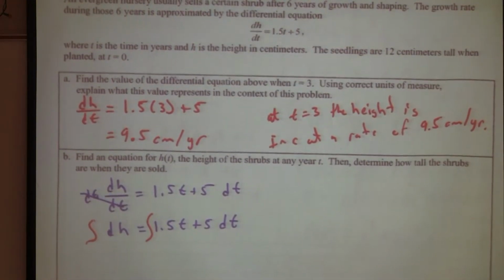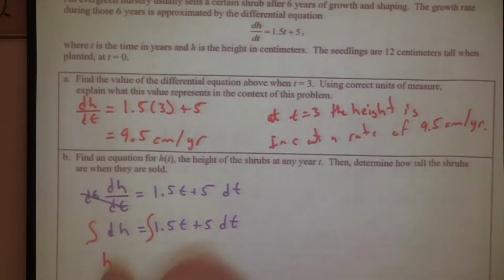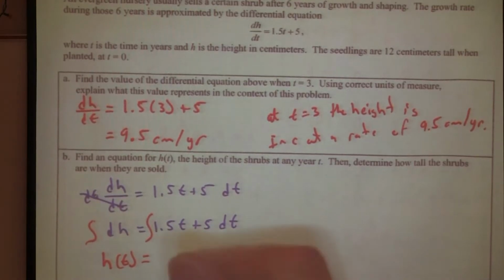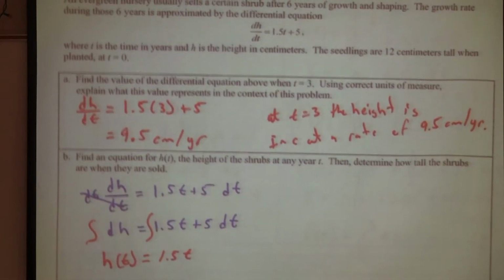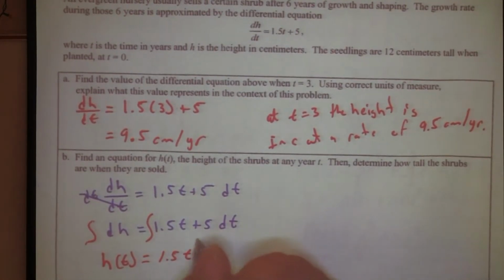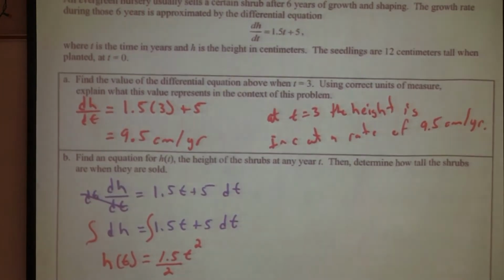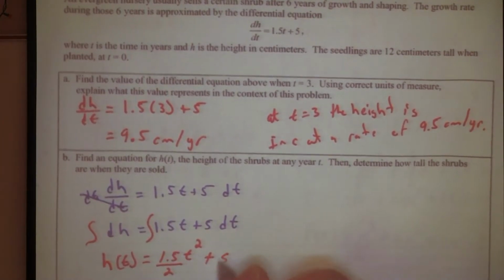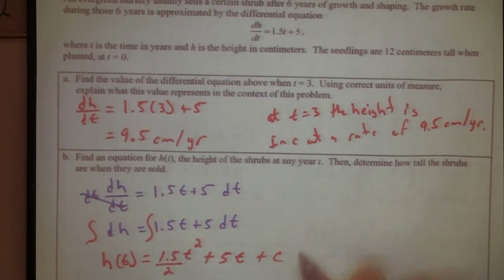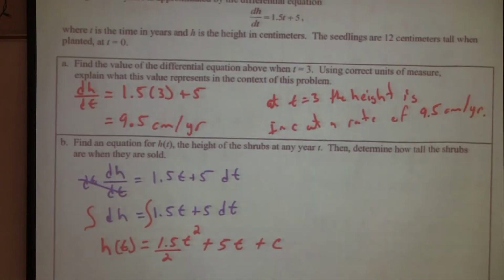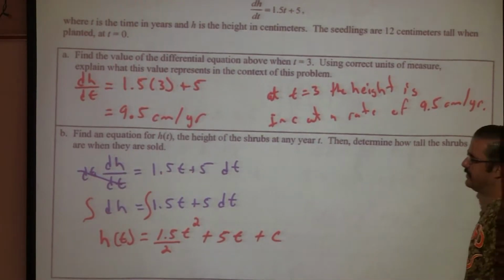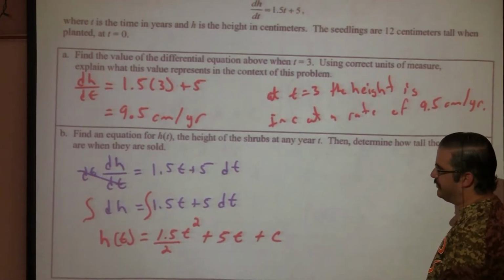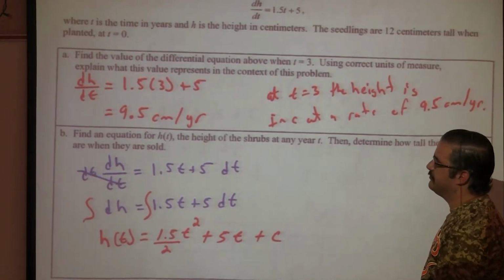When I integrate the left side, I get just H of t. H of t is equal to what? 3/4 t squared plus 5t plus. Most people would find 1.5t squared over 2, which is, like you said, 3/4, plus 5t plus c. But that's not the equation of the height that I could use at any time t. That's a generic equation. I need a specific equation for the height.